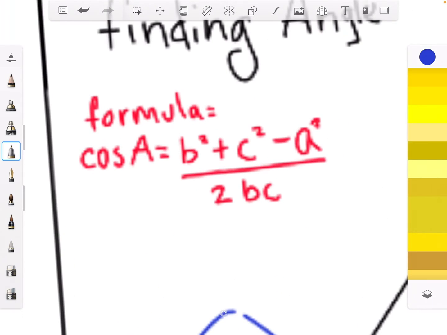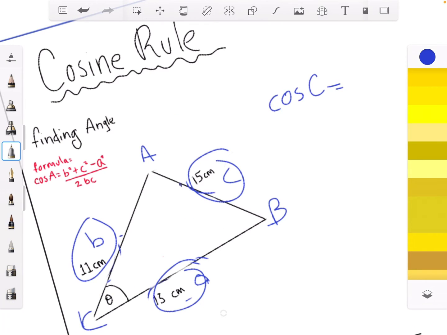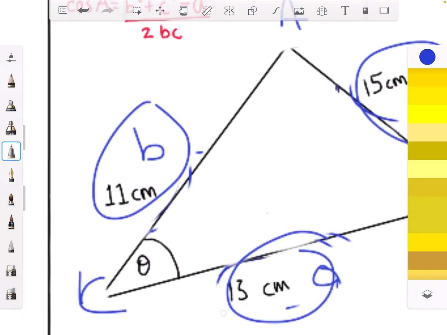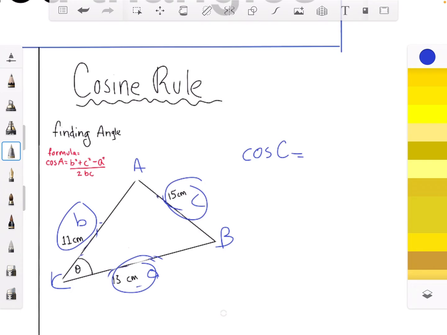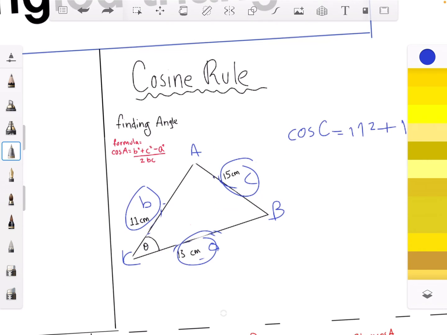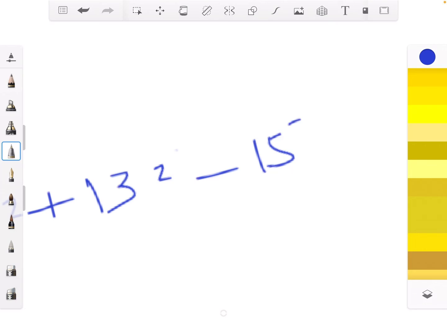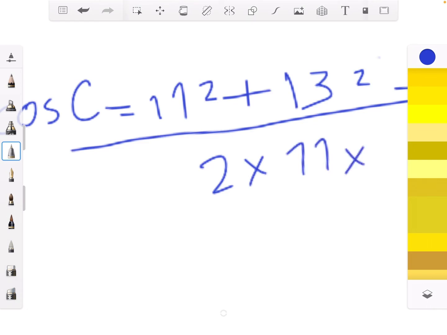Your formula is going to be b squared plus a squared minus c squared over 2bc. And I'll show you how to do that. So for C, we got b squared plus a squared, which will be 11 squared plus 13 squared minus c squared, and then over 2 times 11 times 13.